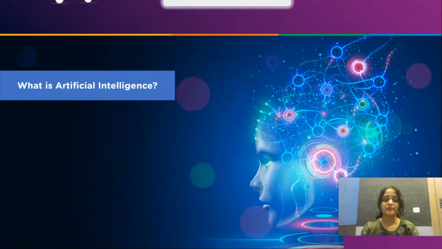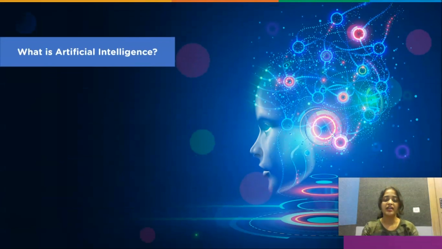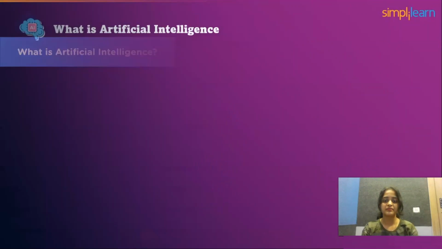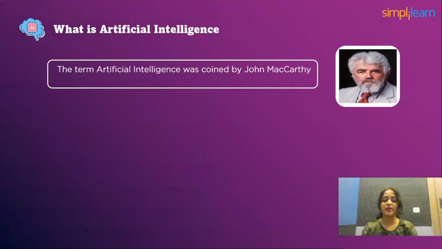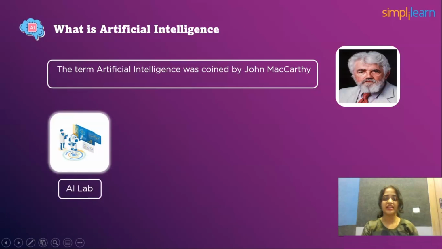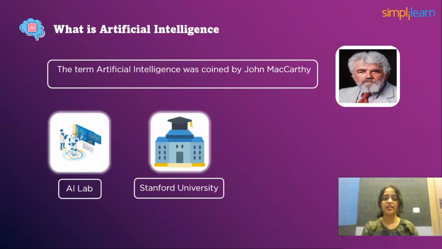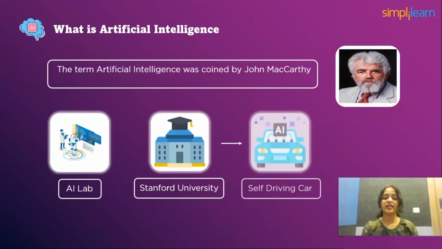Moving on. First, let us see what artificial intelligence is. The term artificial intelligence was first coined by John McCarthy in the 1950s. McCarthy established a lab for artificial intelligence at Stanford University where he developed the first iterations of a self-driving car.